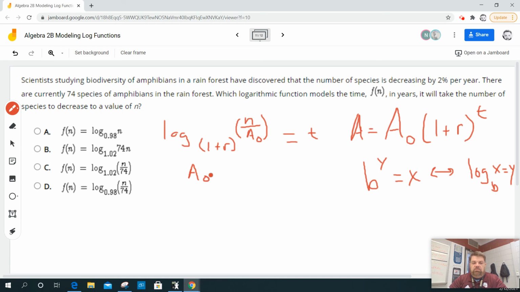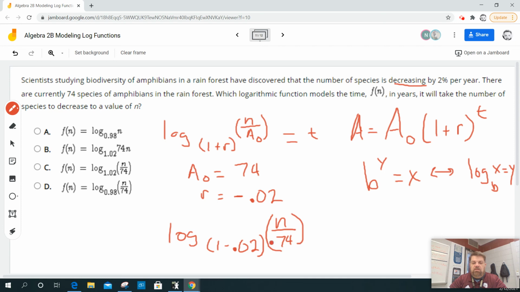What is our initial amount? Our initial amount is going to be 74. And then our rate is decreasing by 2%, so there are two ways you could look at that. It's really minus 0.02, minus because it's decreasing. So if I write this out, I'm going to say the log base 1 minus 0.02 of n over 74, and 1 minus 0.02 is this stuff right here. So D is the answer.